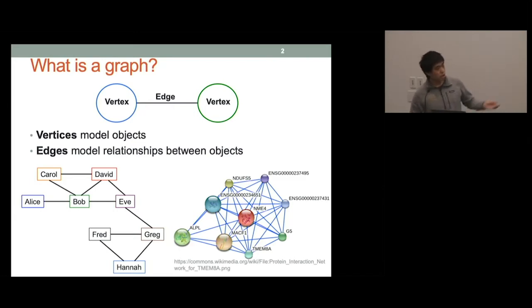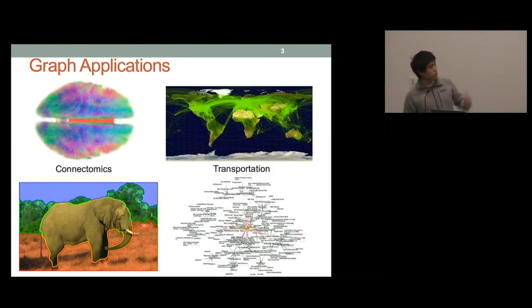And there are many interesting questions you might want to ask about your graphs. For example, you might be interested in finding a group of people with similar interests in a social network, or you might be interested in finding a certain substructure in a protein network that has some biological significance. And there are also many other applications of graphs. I'm showing a couple of them here, but there are way more than just these few examples.